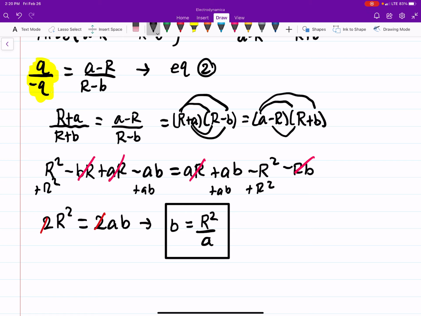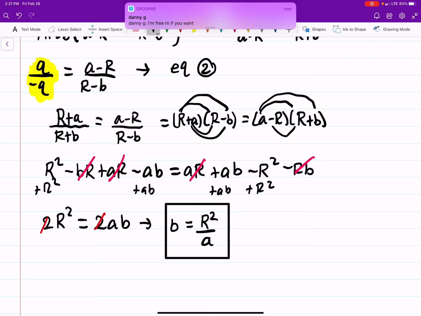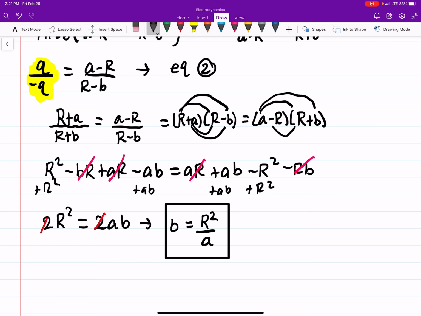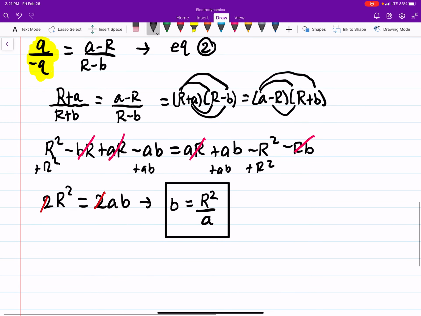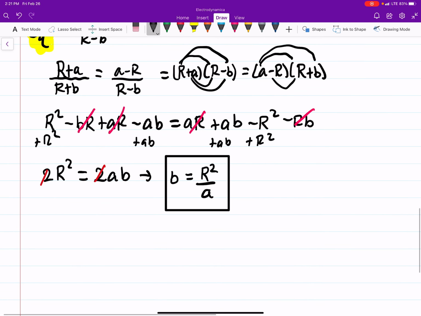If you're obviously in the same class as me, then you could have skipped all this. You don't need to show this. I just did it for my own benefit, and hopefully it maybe helps other people as well. So almost done though. So now that we have B, I'll call this equation 3.